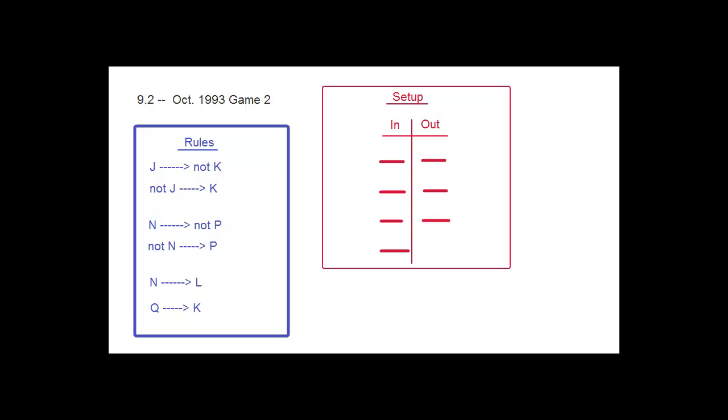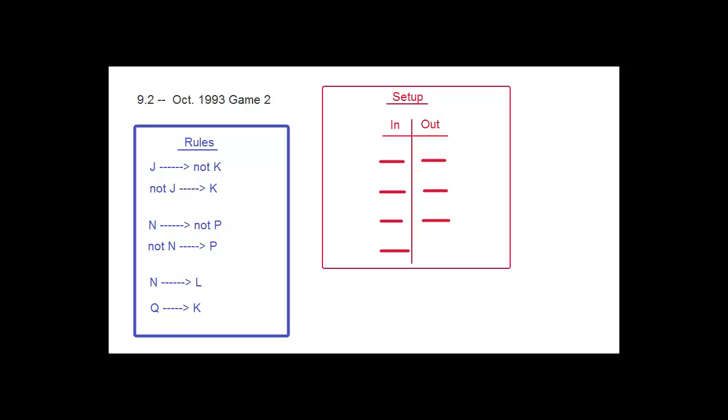Okay, let's look at Prep Test 9 Game 2, so 9.2. Prep Test 9 is also known as October 1993, which is when it was administered, so you might find it in some places labeled as the second game from October 1993.